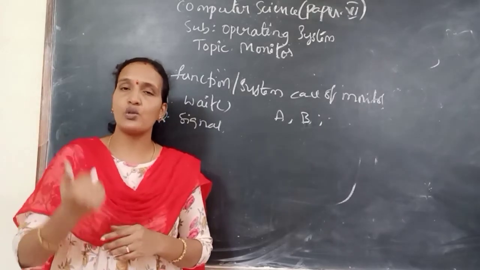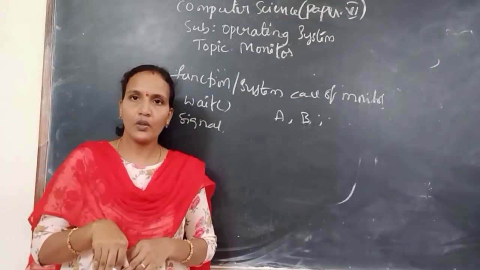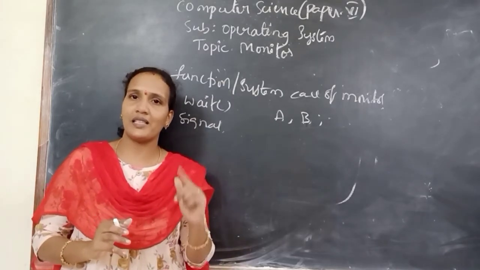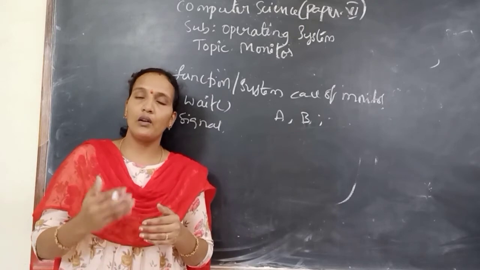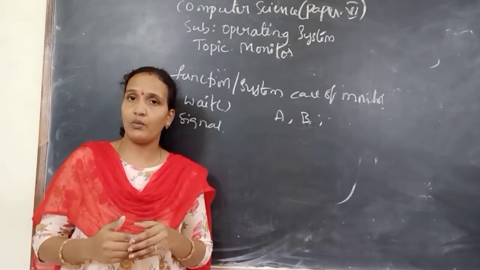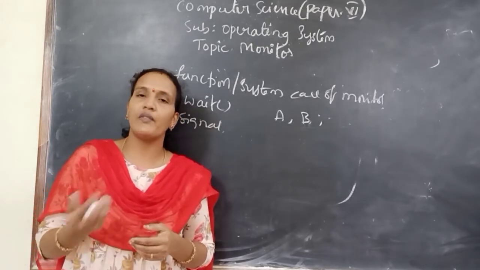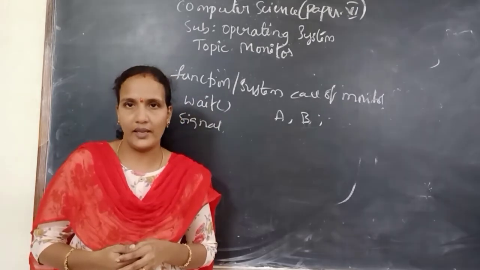We are giving a chance to the student to come inside. Okay, so using a wait system call, what happened? The present running process is suspended, and using a signal system call, whatever process is blocked, whatever process is suspended, for that process we are giving a chance to execute once again.